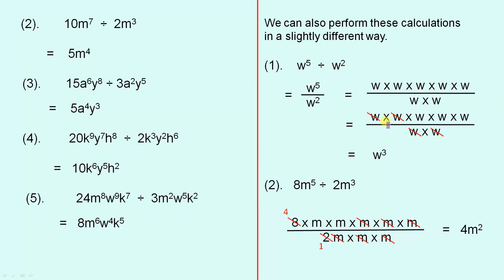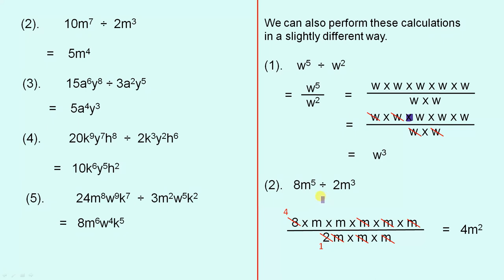So all you do, you cancel the same number of w's from the top and bottom. Because there is a w there and a w there, we cancel those two, and we cancel the same number from there. And what are we left with? W cubed. That's just a multiplication sign there, that doesn't count. So we're left with w cubed.